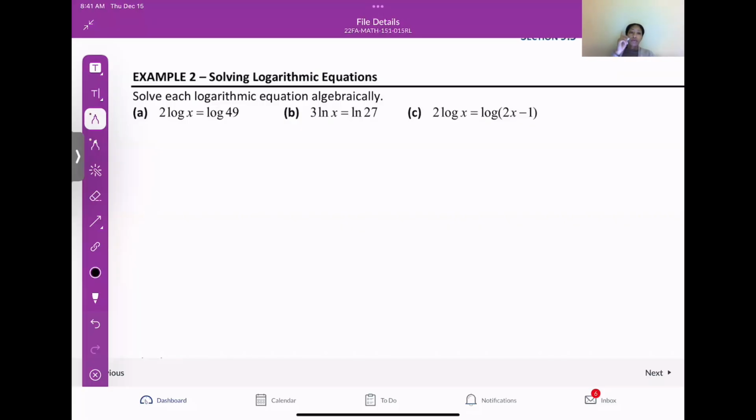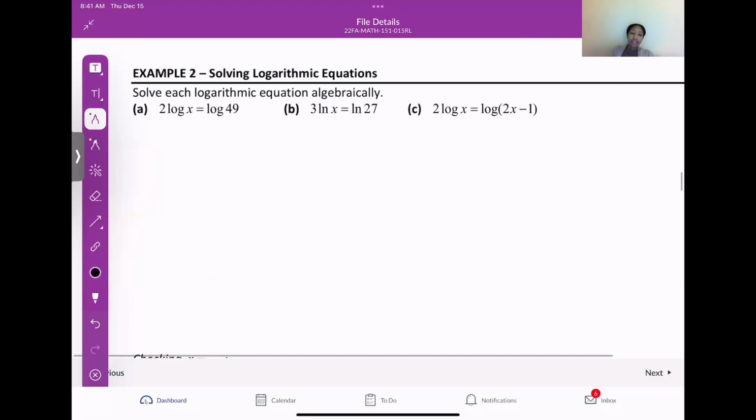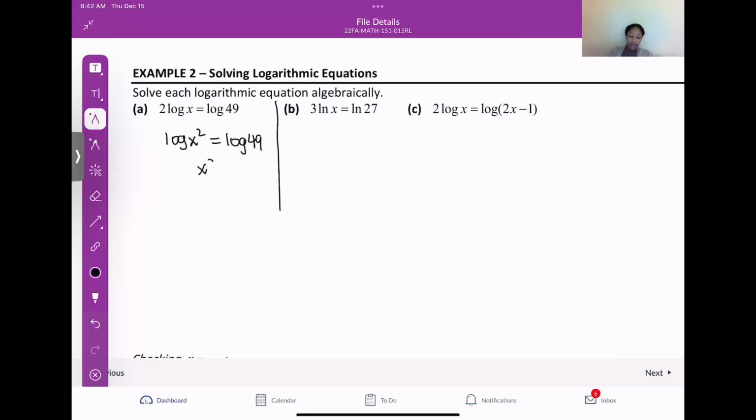But remember, we have that power property of logarithms. We can take that 2 out front and write it as an exponent on the x. This would be log of x squared is equal to log of 49. All right, now this is written where we can use the one-to-one property. If log of x squared equals log of 49, then x squared is equal to 49. And then this is where you get an issue. So if you solve this equation, x would be equal to plus or minus the square root of 49, which means x equals 7 and x equals negative 7.